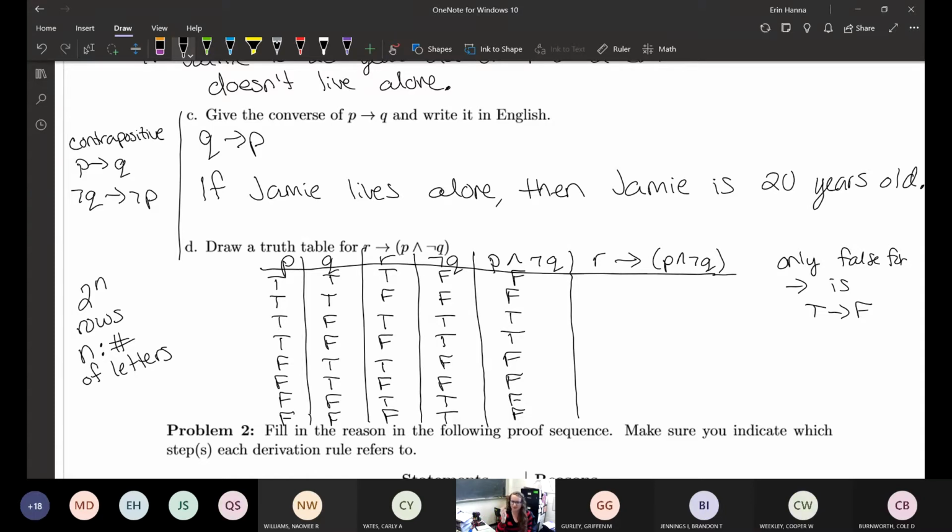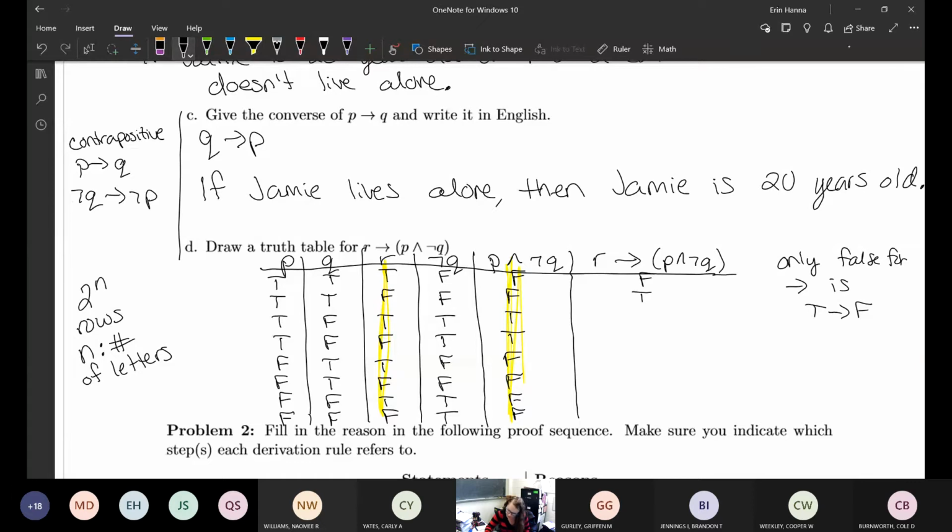So even if it's false implies anything, that's still true. The only thing that's false for an implication, remember, is true implies false. Sorry about that. So what columns am I looking at? I'm looking at the R implies the other column. So we have true implies false gives false.